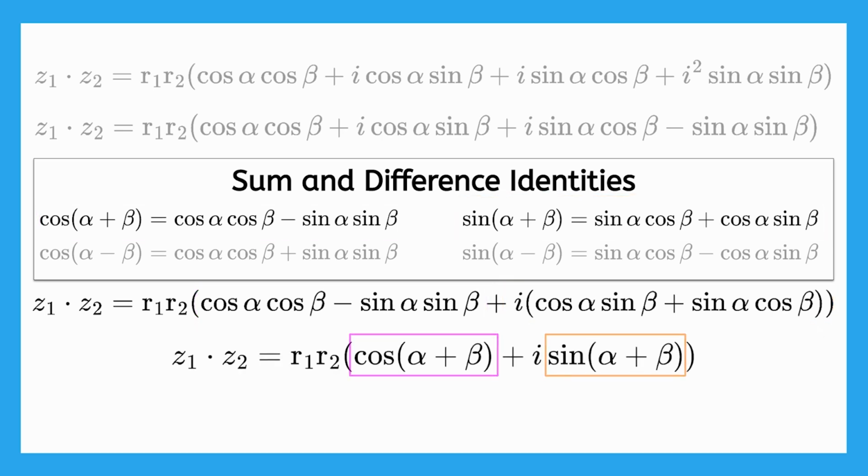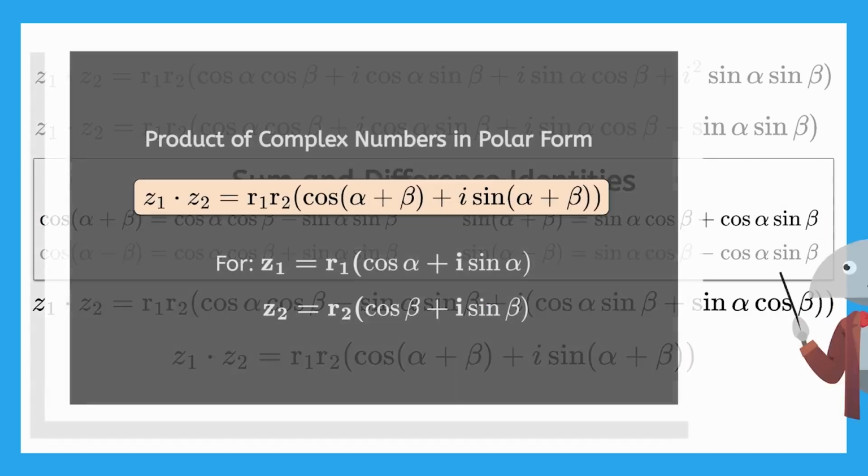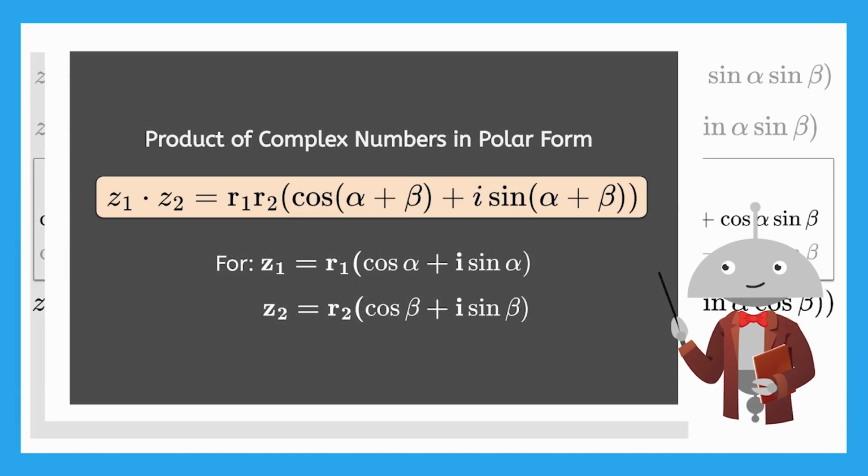And there you have it. Pat yourself on the back because you just derived the formula for finding the product of complex numbers in polar form. You can imagine how this shortcut will come in handy as we find the products of complex numbers. Now, let's see this formula in action.